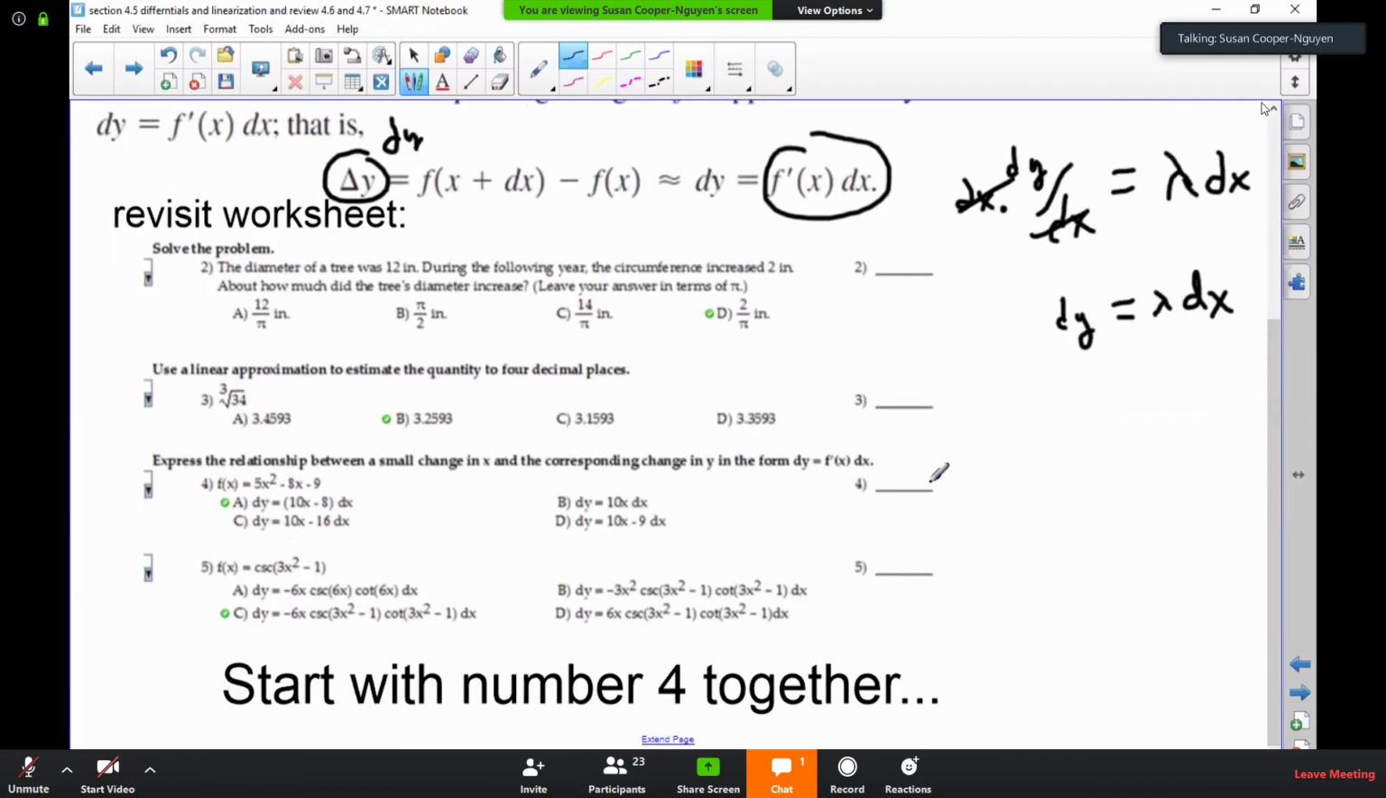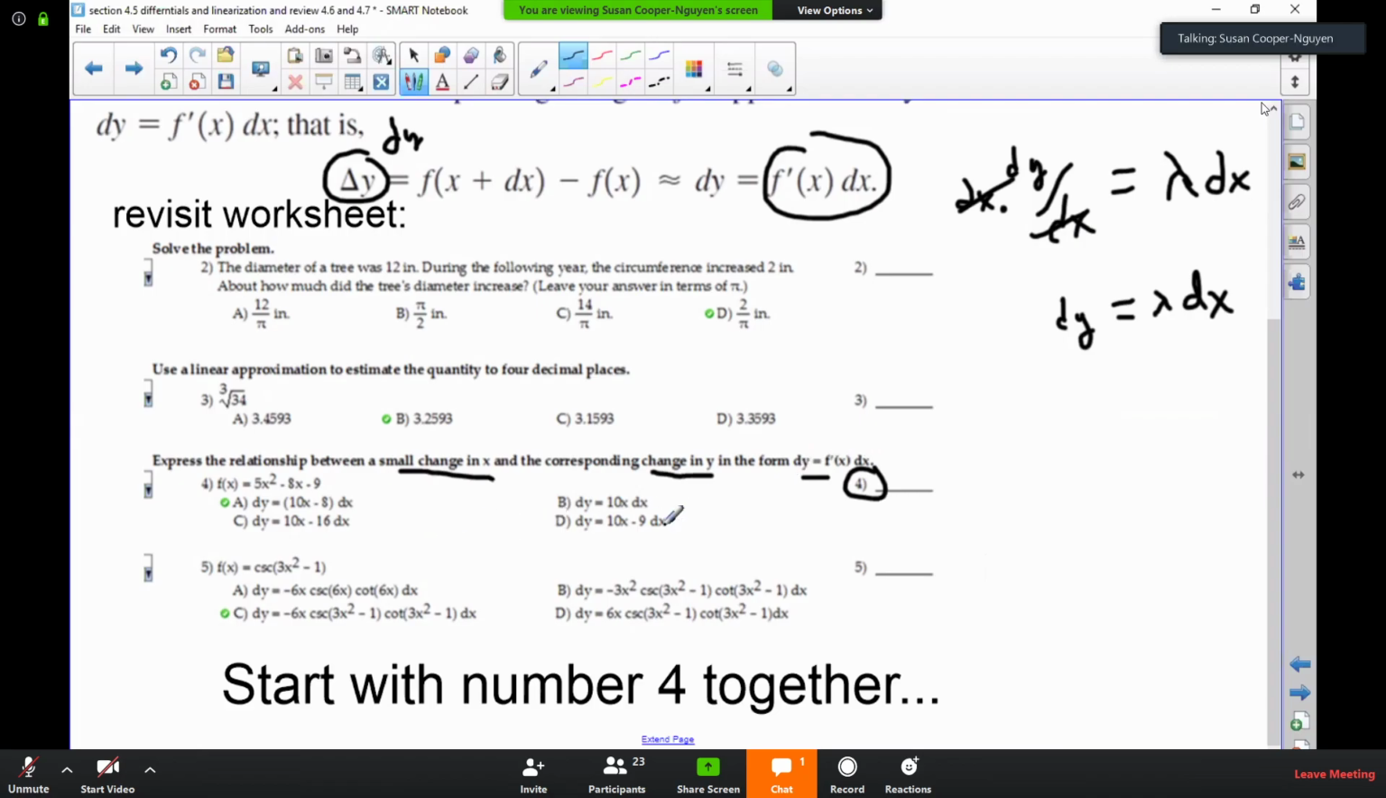So I'm going to start. I've snipped in a worksheet here. It was part of the one from before. I'm going to start with number 4. It says, express the relationship between a small change in x and corresponding change in y in this form. So differentials is all about how does y change given a small change in x. They're blatantly telling us what to do there, luckily. They're telling us that dy, which means change in y, is the derivative times change in x.